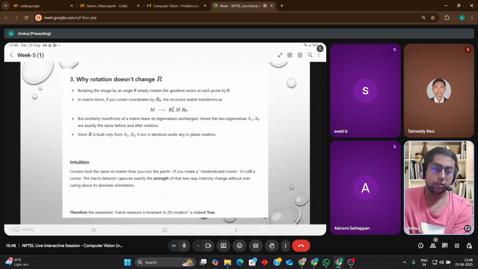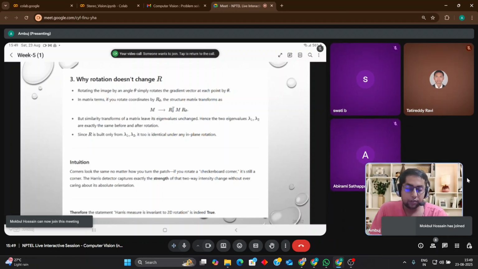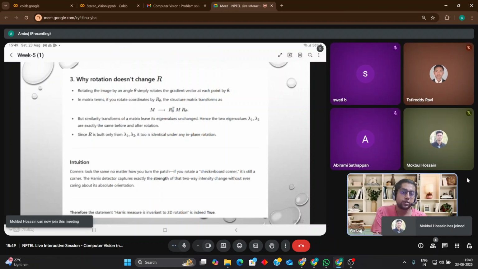So the intuition, or the inference which we can draw, is that corners look the same no matter how you turn the page. If you rotate a checkerboard corner, it's still a corner only. The Harris detector captures exactly the strength of that two-way intensity change without ever caring about its absolute orientation. Hence, indeed, your Harris measure is invariant to 2D rotation. This statement is true.